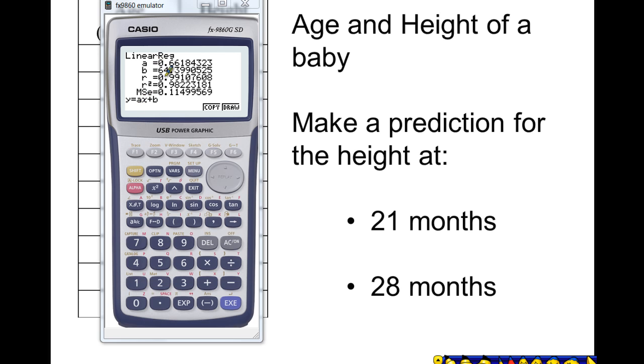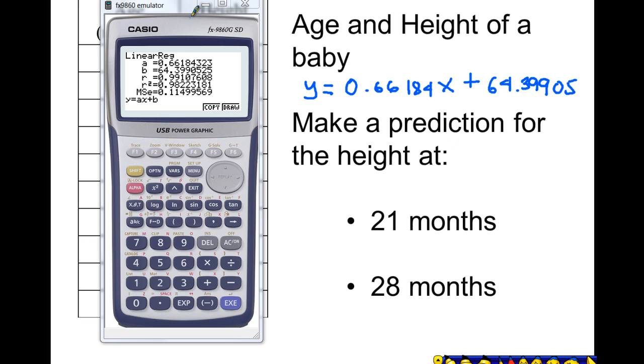So this will be your slope and this will be your y-intercept. So you can just copy y equals A, which is 0.66184 x, plus your B, which is 64.39905. So this will be the equation of the line of best fit.